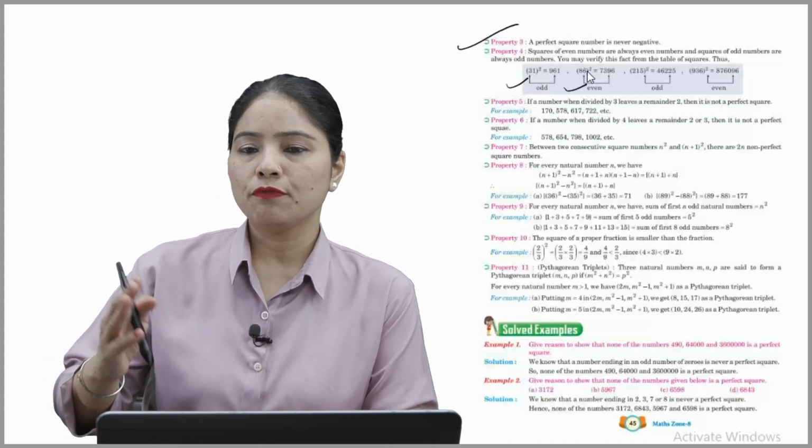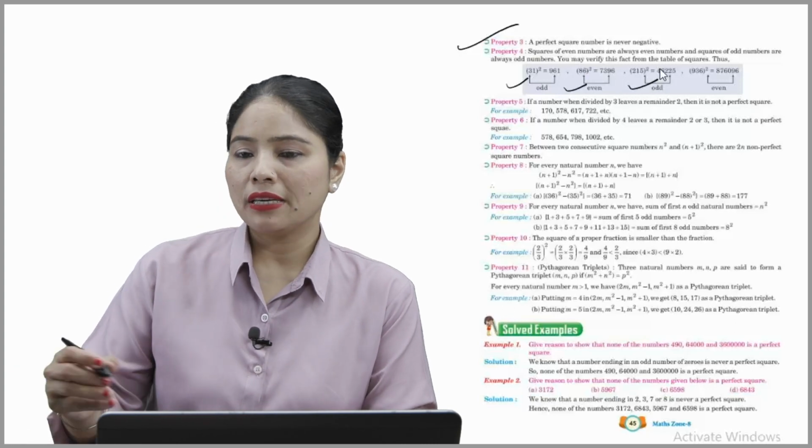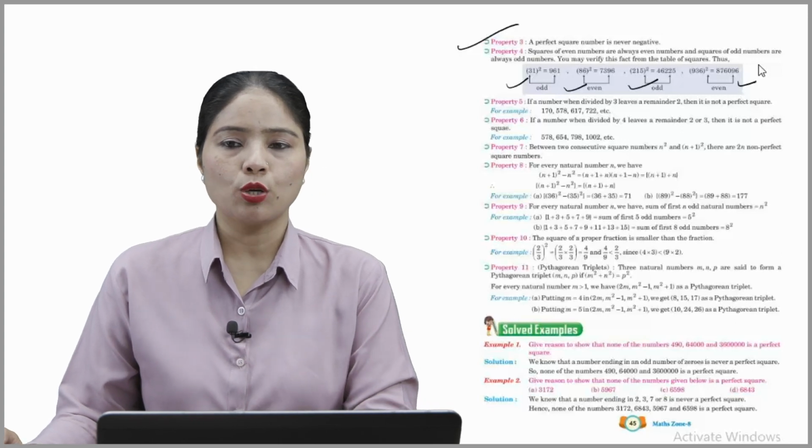215 का स्क्वायर क्या बना? 46225. सो ये हमारा क्या है? ऑड नंबर. एंड सिमिलरली दिस वन इज आवर इवन नंबर. आई होप यू अंडरस्टूड दिस प्रॉपर्टी ऑल्सो.